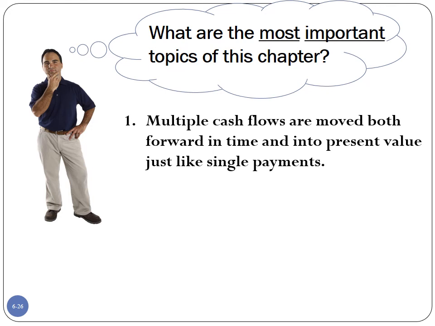Multiple cash flows are moved both forward in time and into present value, just like single payments. It's the same present value and future value, compounding and discounting. The only difference is that there's a series of single payments moved either into the future or moved back into the present time.